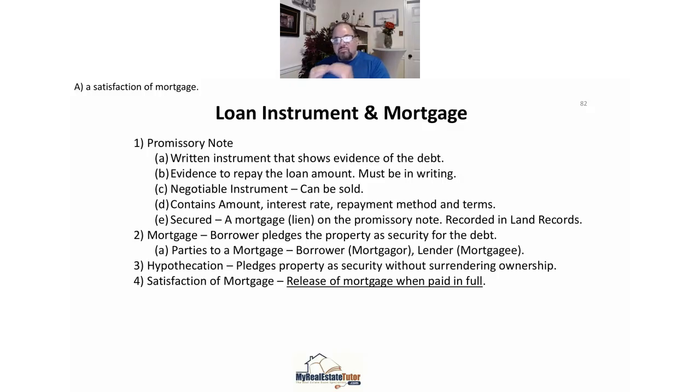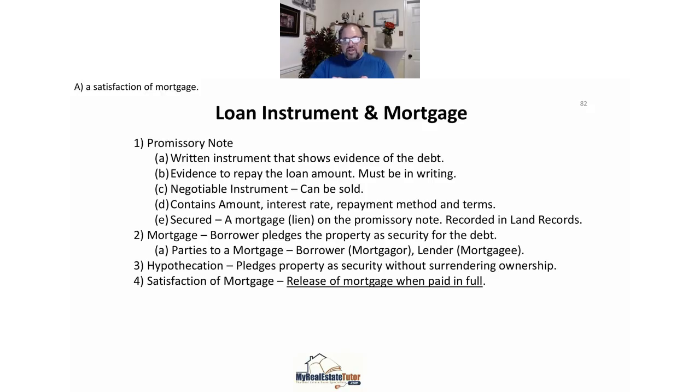A satisfaction of mortgage in lien theory for the mortgage, the lien on the property is going to be a release. It's kind of a letter. It's a release of the mortgage or the lien when paid in full. In other words, now the property can be transferred because the mortgage is satisfied. Lien theory, mortgage, kind of the same type of words, okay?